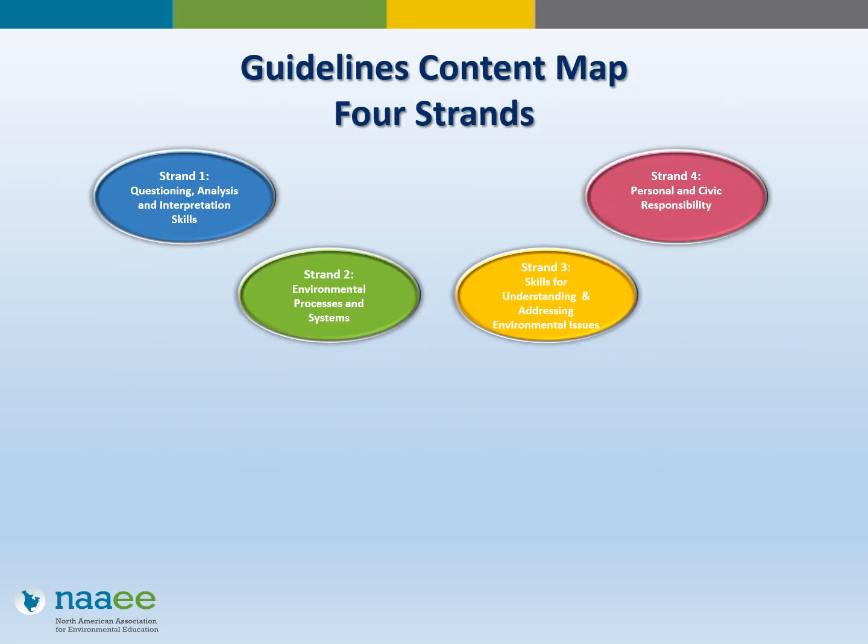Each of the grade level bands, 4th grade, 8th grade, and 12th grade, are organized into 4 strands. The overarching sets of knowledge or skills in these 4 strands are essential for environmental literacy. Strand 1, questioning, analysis, and interpretation skills. Strand 2, environmental processes and systems. Strand 3, skills for understanding and addressing environmental issues, and Strand 4, personal and civic responsibility.